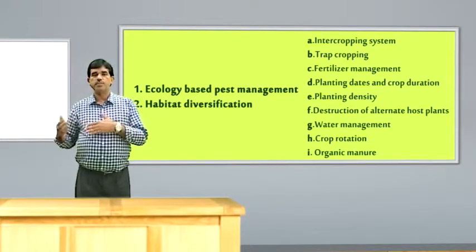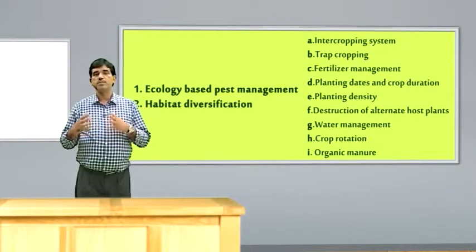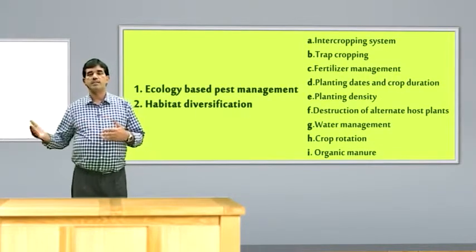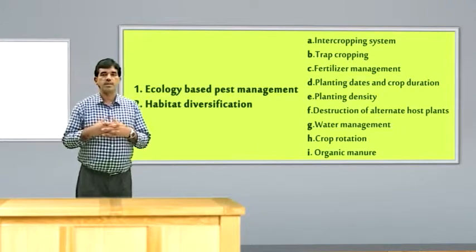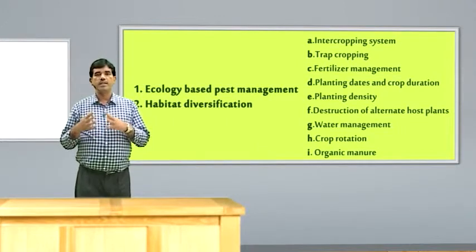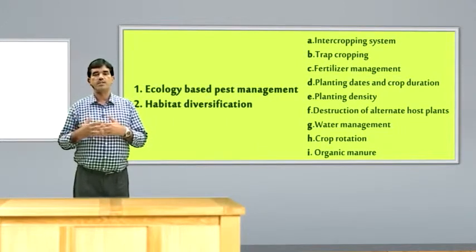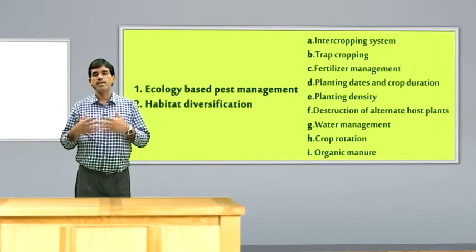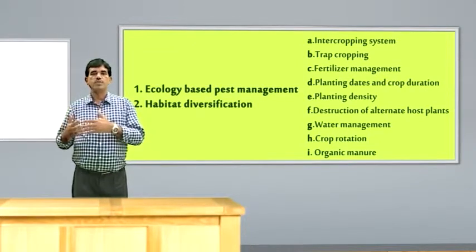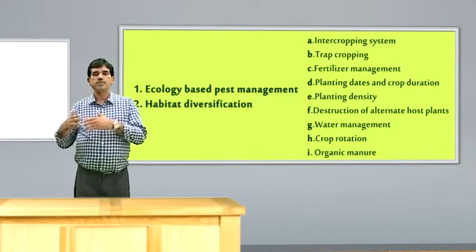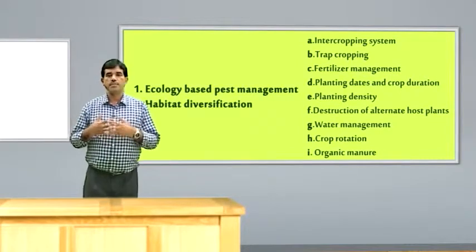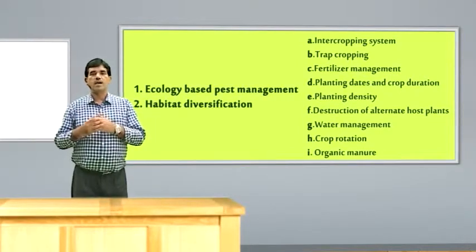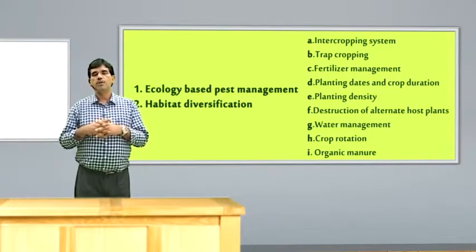Destruction of alternate host plants is also required because these pests can survive for generations if alternate hosts are available. For example, for green leafhopper, the alternate host plants are Echinochloa colonum and Echinochloa crusgalli in rice. So these plants should be destroyed. In sorghum, these grassy weeds can harbor the earhead midge, so all these kinds of plants should be removed.